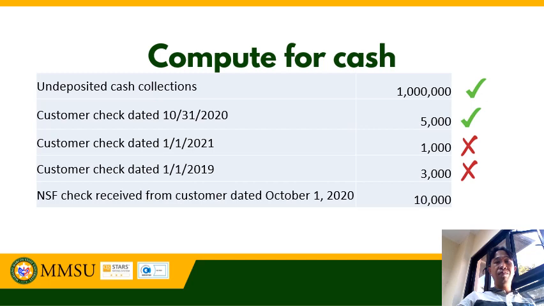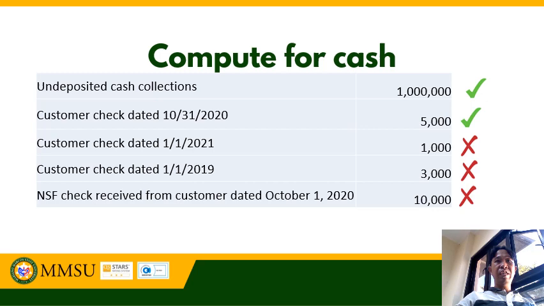What do you do with this? You should revert it. If it's included under cash, you have to revert it to accounts receivable because it was issued by a customer in payment of a receivable. Then the next item is an NSF check received from a customer dated October 1, 2020. This is also a dated check. It's 3 months old, but it's NSF, or no sufficient fund. So this is not a part of cash.